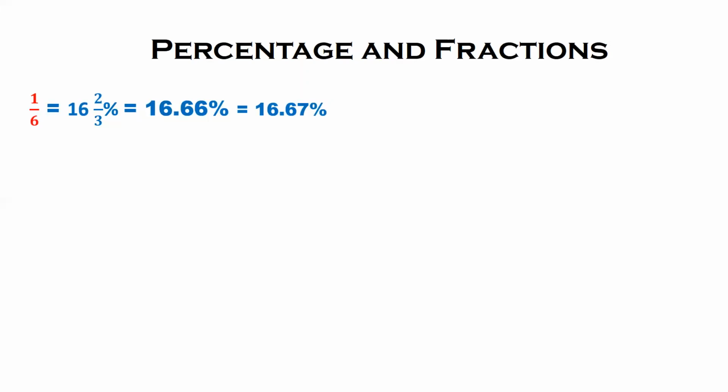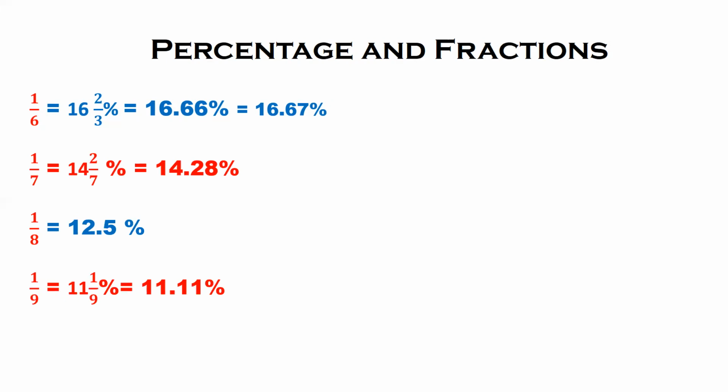You will get all these percentages in questions. Somewhere you will find 16 2/3, somewhere you will find 16.66, somewhere you will find 16.67. 1 by 7 is equal to 14 whole 2 by 7% or 14.28%. 1 by 8 is equal to 12.5%. 1 by 9 is equal to 11 whole 1 by 9% or 11.11%.